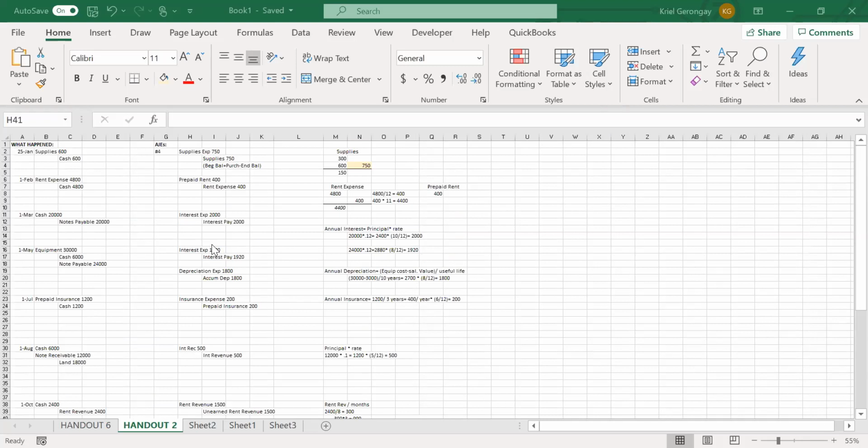I'm a little confused on how the top section connects to the bottom section, because at first I thought that's what we were doing. But then we went back and actually did the adjusting journal entries. So where does the bottom section come in?